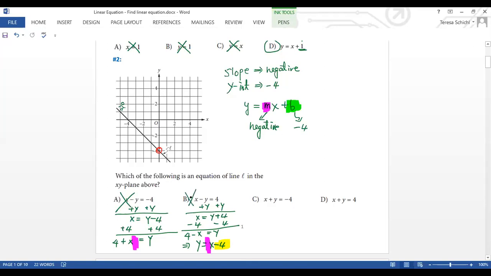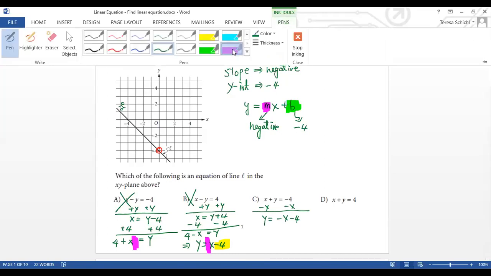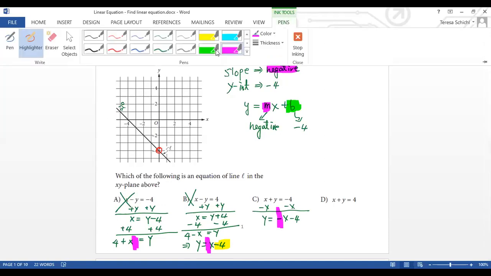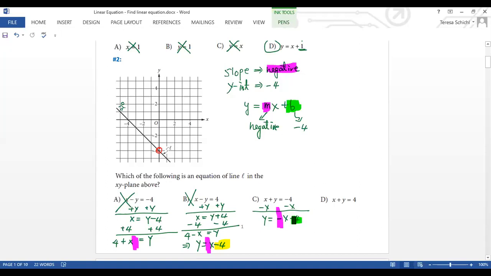Okay, now let's take a look at this one here. You move the x to the other side, so you will have y equal to -x minus 4 here. Now you check, you say, okay, what is the slope here? Oh, the slope is negative. Oh, good, the slope has to be negative. And my y-intercept is what? It's -4, matching -4 here. So I know what is here, so this will be our answer, right?